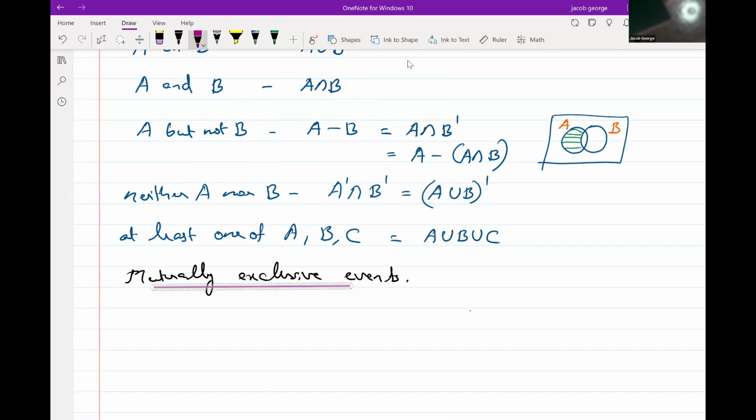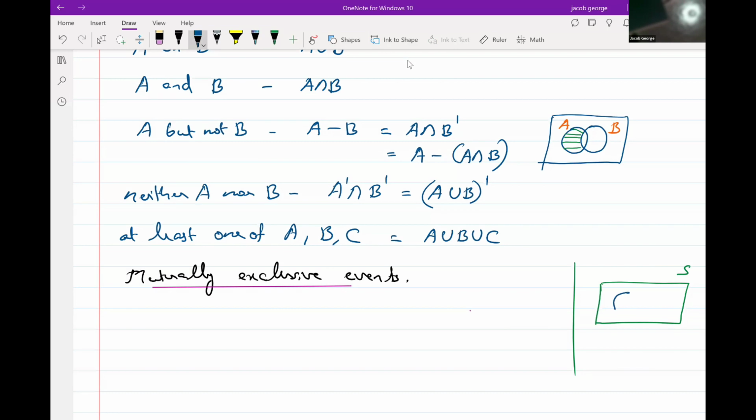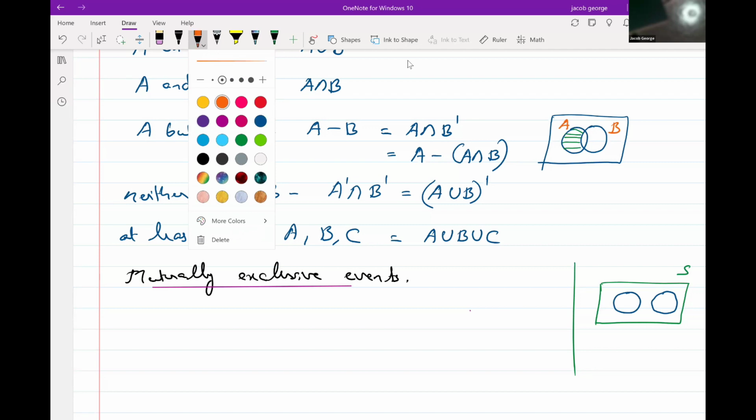Mutually exclusive events means there is no common element between two events. So it will be like this. This is a sample space, rectangular shape. That universal set represents sample space in probability. This is our first set, capital A, and this is our second set, capital B. So there is no sharing region between these two.